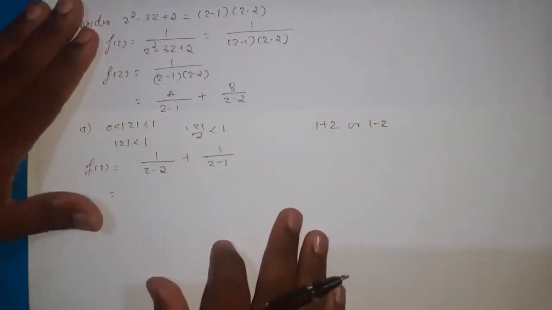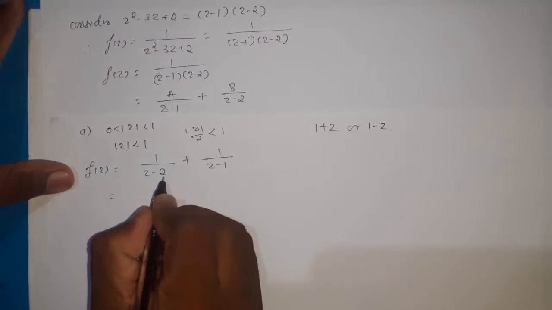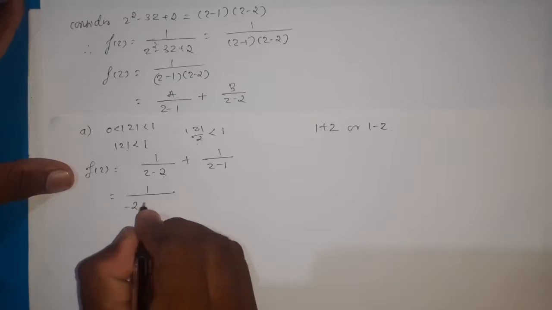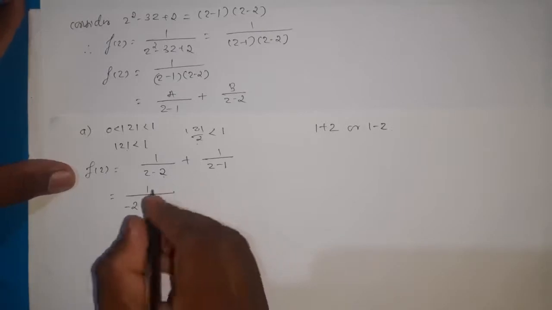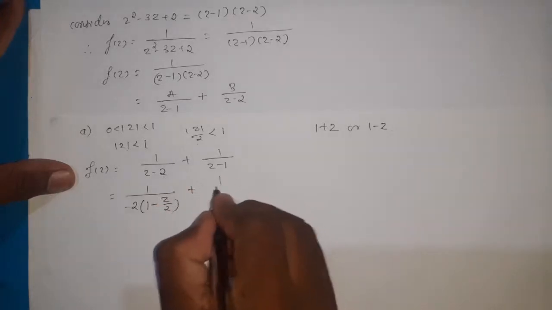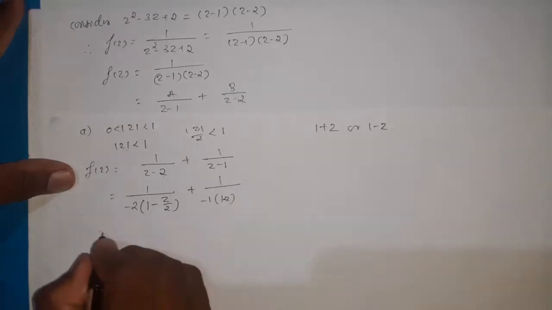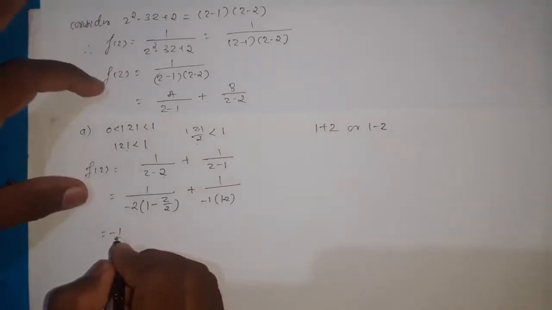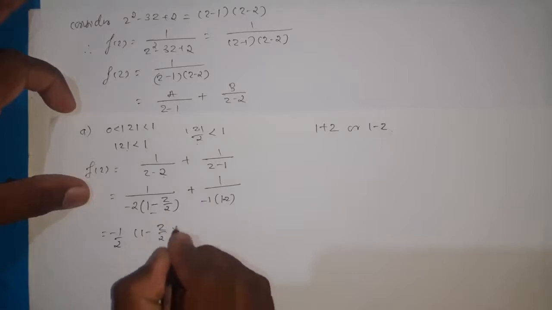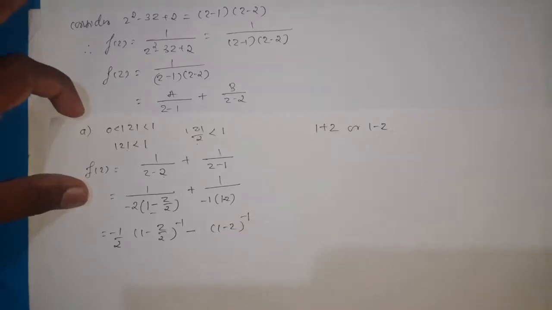So here we know that z by 2 is less than 1, and here we have 2. Therefore we can take that 2 common. Here we are taking minus 2, because we need to reduce that to 1 plus z or 1 minus z. So that is 1 minus z by 2 plus, taking minus 1 common, 1 minus z. Therefore minus 1 by 2 outside, and take this to the numerator, that is 1 minus z by 2 whole power minus 1, minus 1 minus z whole power minus 1.